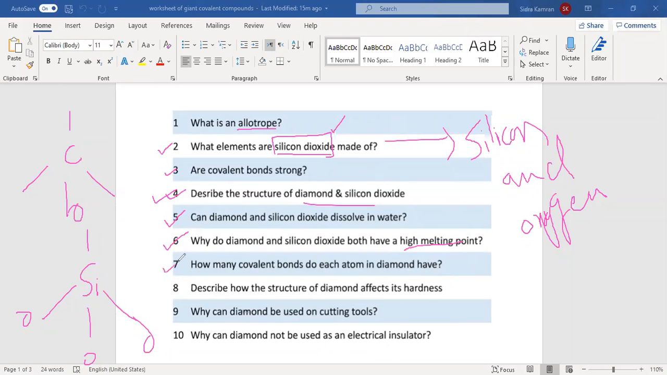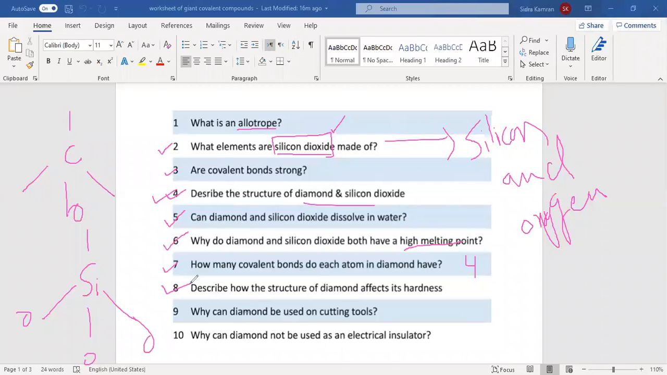Next, question number 7. How many covalent bonds does each atom in diamond have? Who is going to answer this? The answer is very simple. You have to tell me how many covalent bonds are present with each atom in diamond. Four. Four single covalent bonds. Yes, four single covalent bonds. Simple.